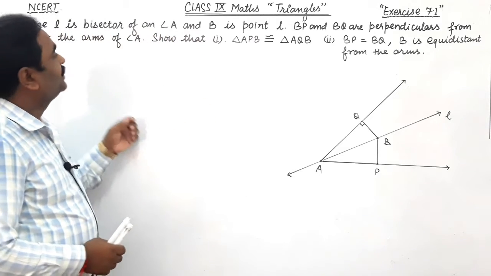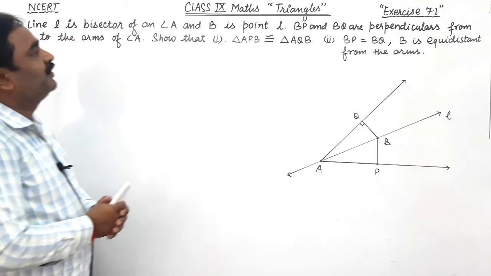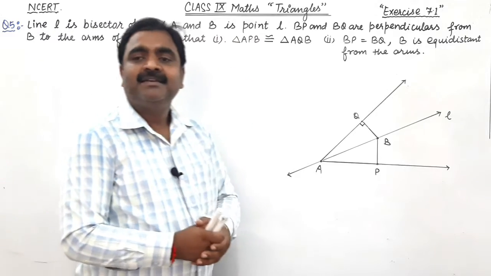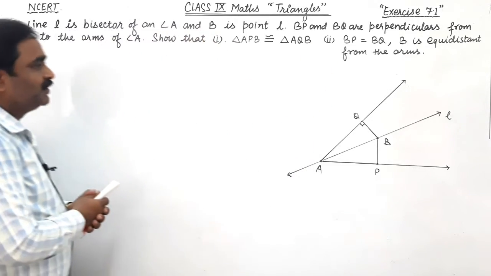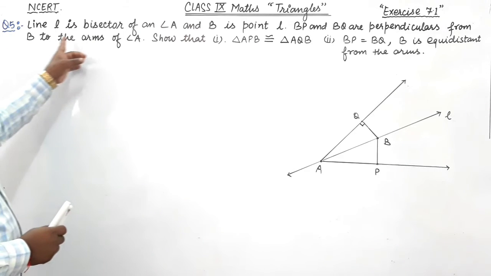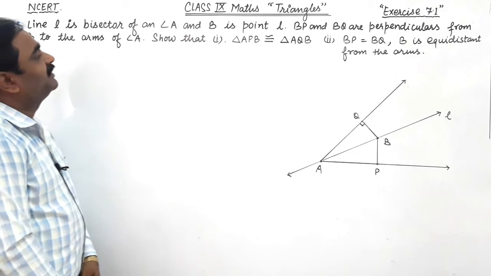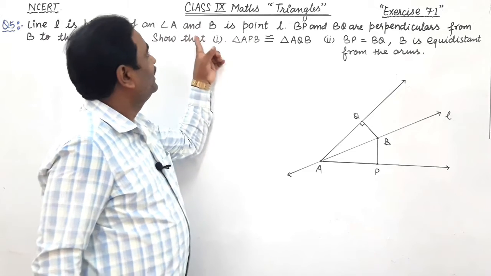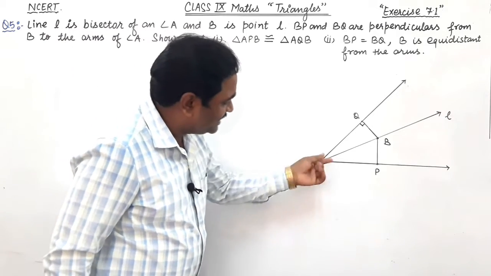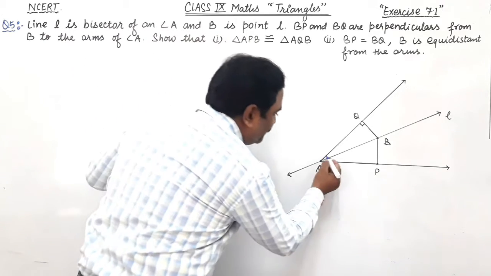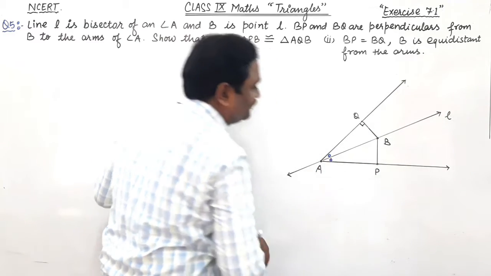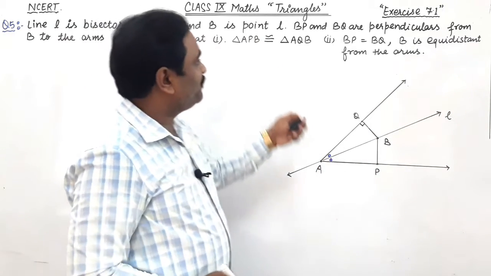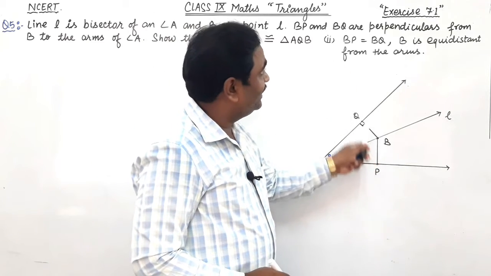The next question, number 5 of class 9th maths, chapter Triangles, exercise 7.1. Okay, so in this, what is given: line L is the bisector of angle A, meaning this angle A is bisected by this line, therefore this angle is equal to this one. If L is the bisector of angle A, then B is a point on this line L.